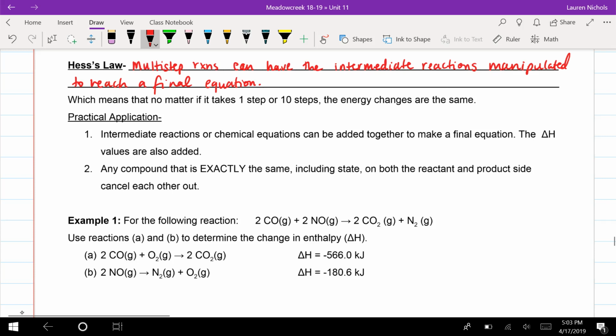Now, I've probably said Hess's law 4 different ways today, once in first, once in second, once in fourth period, and now in this video. So the definition is not that important. I'm not going to ask you, what does Hess's law say on the test?